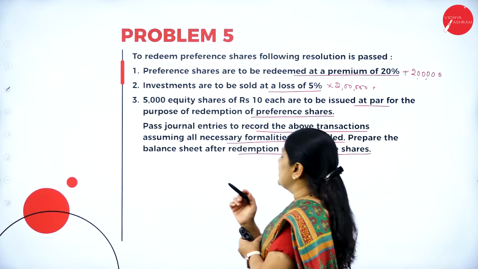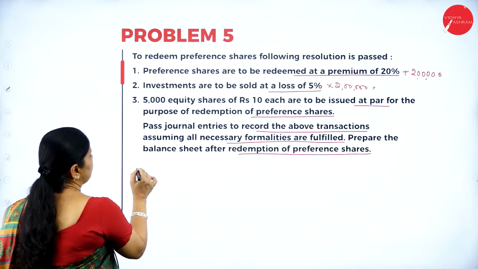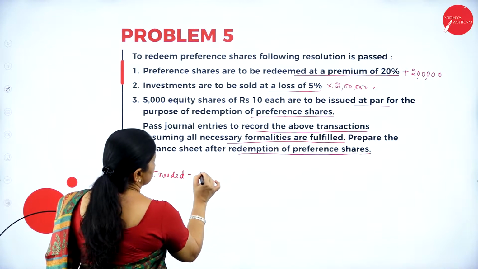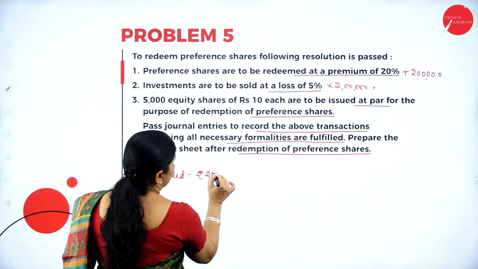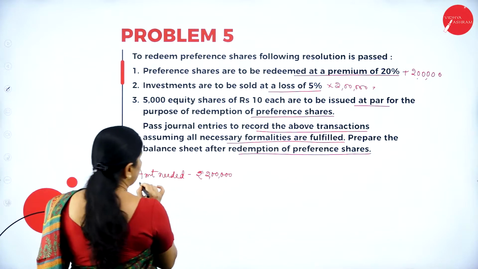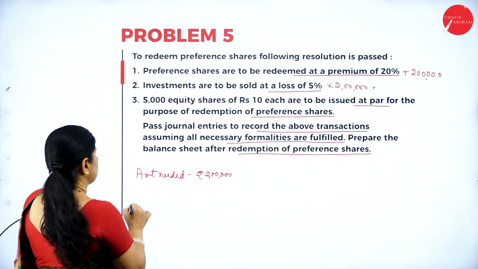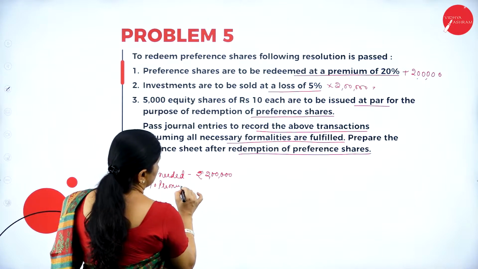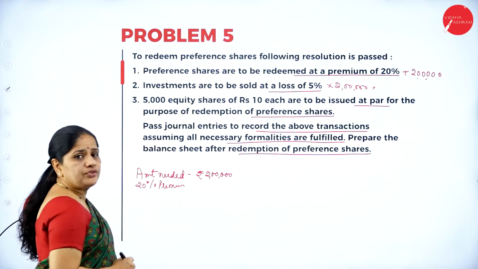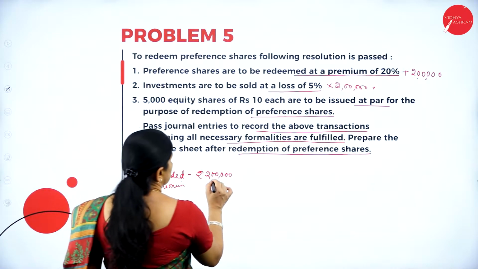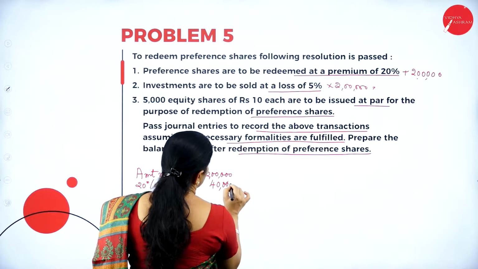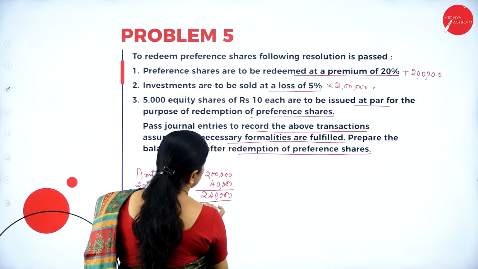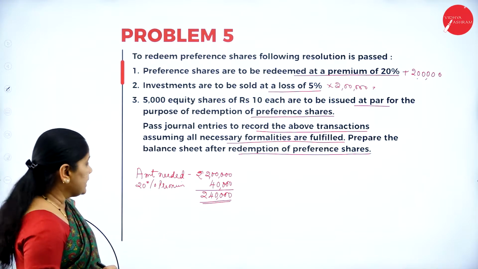Now let us see what is the amount needed for redemption. Amount needed is rupees 2 lakhs, and there is a premium of 20%. 20% of 2 lakhs is 40,000. So the total money needed is 2,40,000. So this is the total money required.